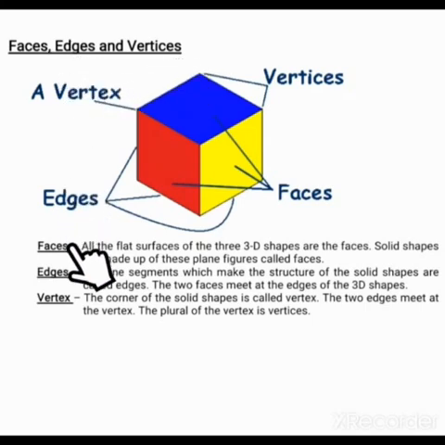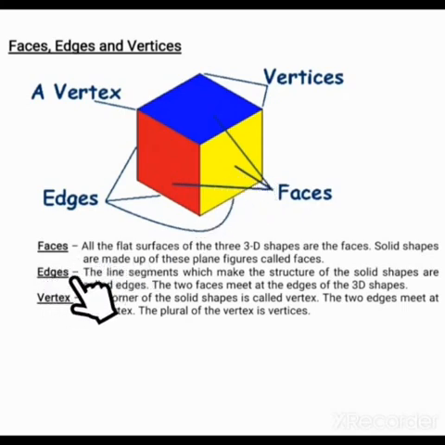Now what is a face? All the flat surfaces of the 3D shapes are the faces. Solid shapes are made up of these plane figures called faces. Now students, see here, this is a yellow face, this is the blue face and this one is a red face. So these flat surface areas are called faces.